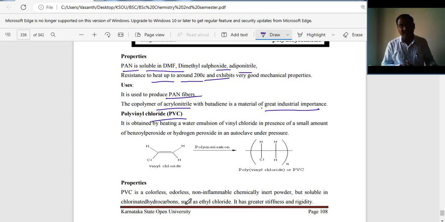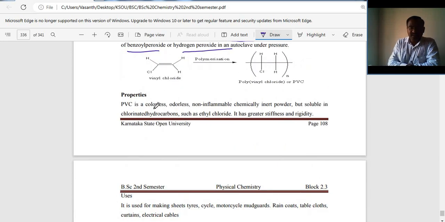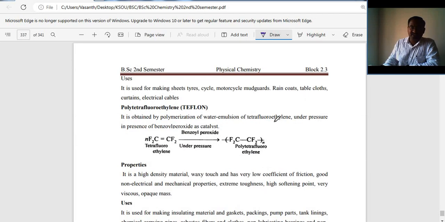The next polymer is polyvinyl chloride. It is obtained by heating a water emulsion of vinyl chloride in the presence of a small amount of benzoyl peroxide or hydrogen peroxide in an autoclave under pressure. PVC is a colorless, odorless, non-inflammable, chemically inert powder, but soluble in chlorinated hydrocarbons such as ethyl chloride. It has greater stiffness and resistance. It is used for making sheets, tires, cycle and motorcycle mudguards, raincoats and table cloths, curtains, and electrical cables.